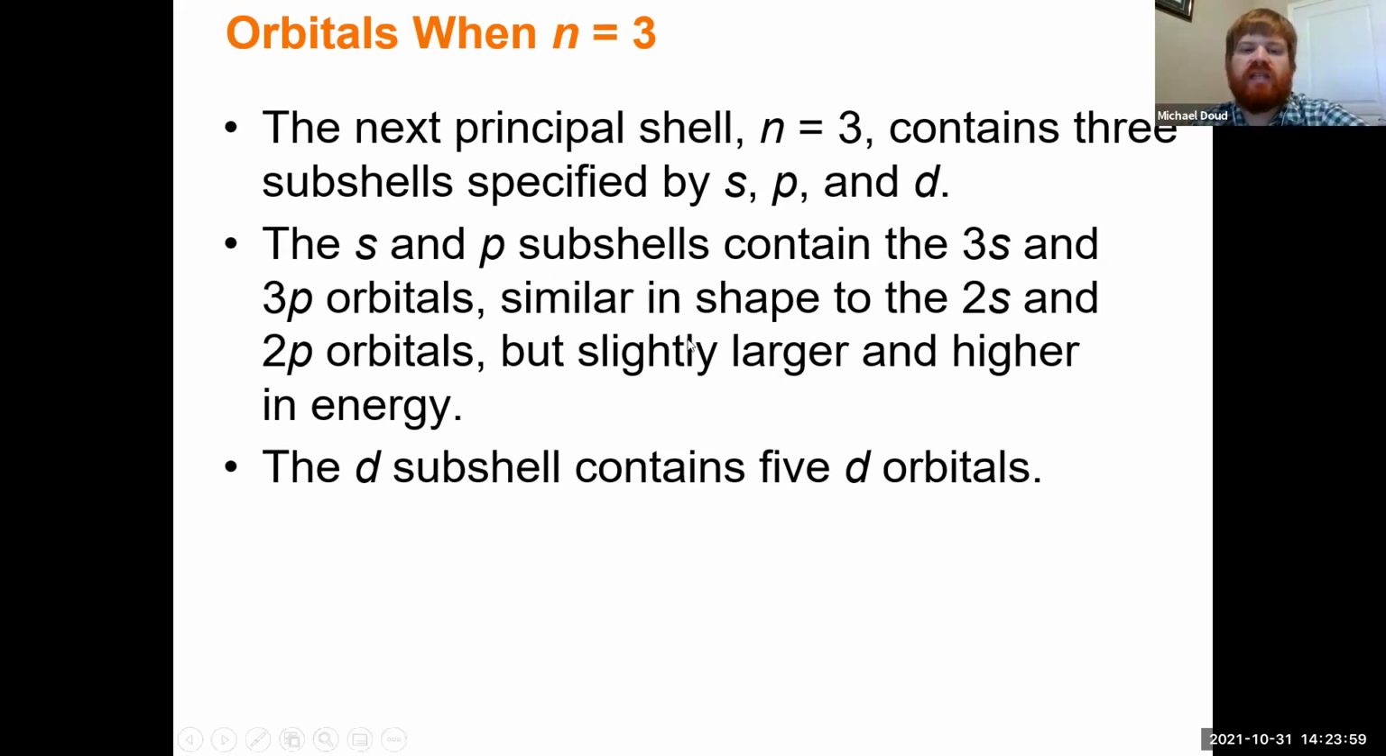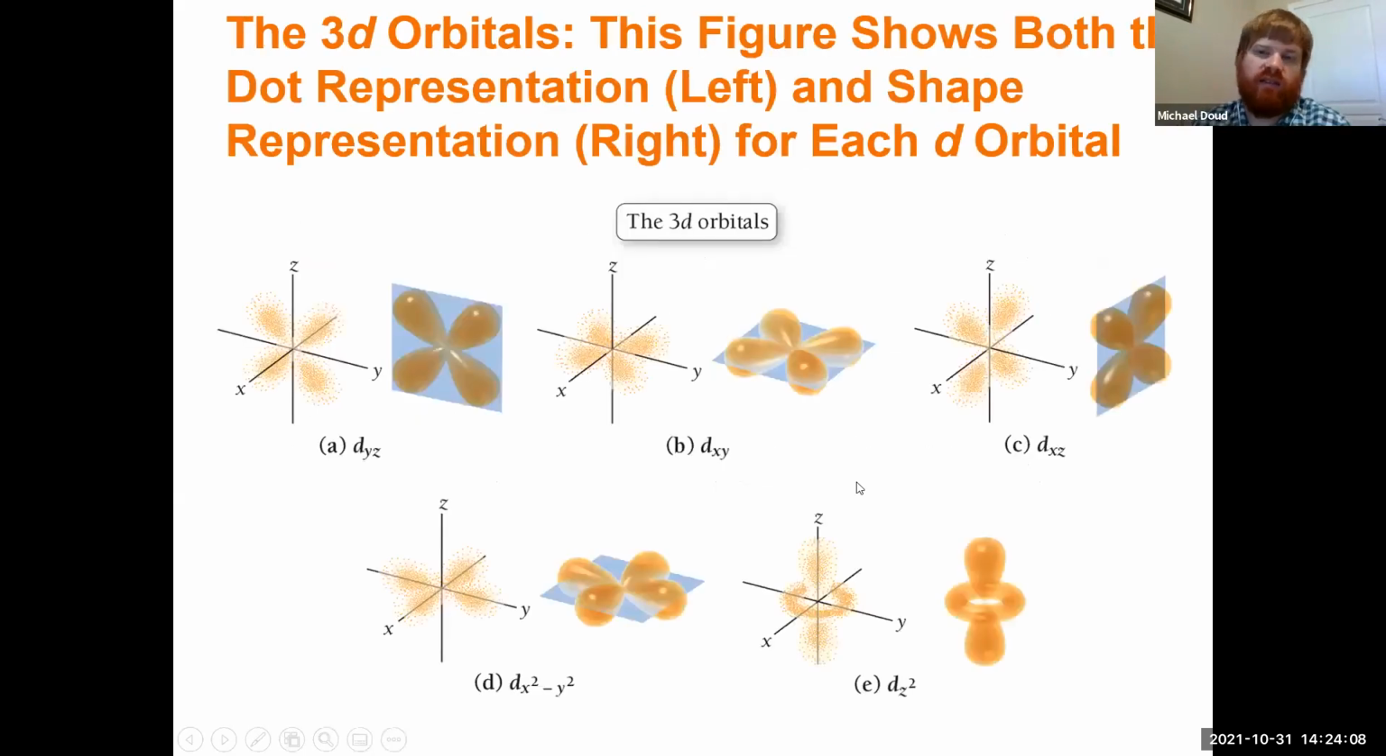And then finally, we get to the d subshell. So n equals 3 has s, p, and d. And the d subshell has 5 d orbitals. And they look like this. So finally, we're getting to some more complicated shapes that are describing the arrangement of electrons here.